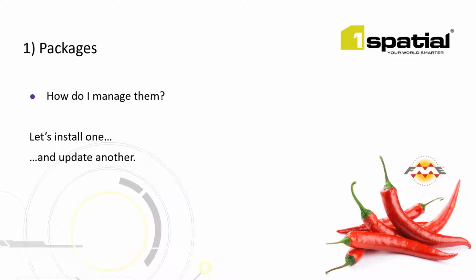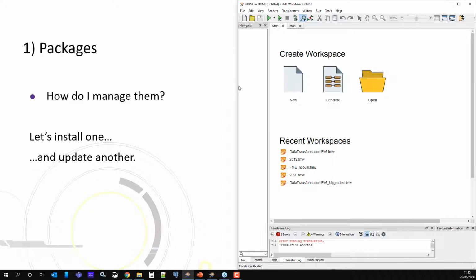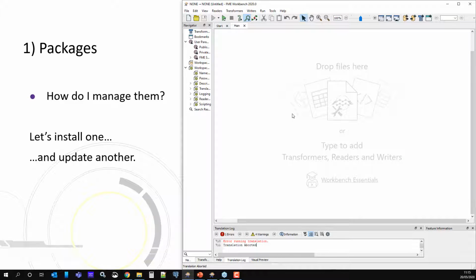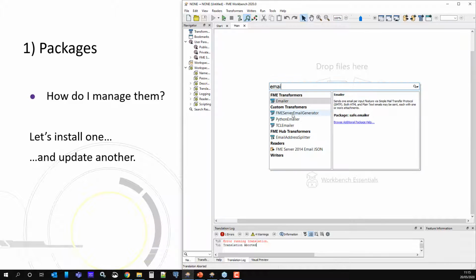So let's go and have a look at doing this ourselves and see where we can locate a package. Let's say you wanted to build a workspace and you wanted to have an endpoint in the workspace where it sends an email to somebody. Well, you're going to need an emailer to do that. You can search for it in the Transformer quick add gallery. There's the emailer. I can click it.